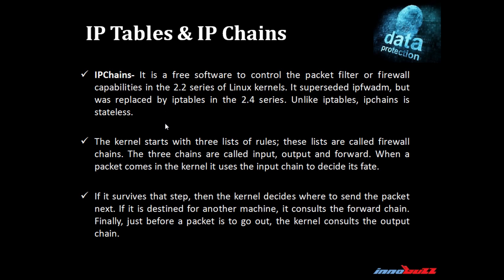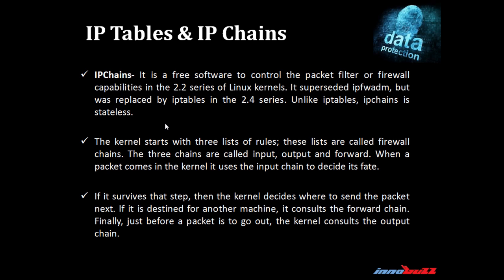ipchains is free software to control the packet filter or firewall capabilities in the 2.2 series of Linux kernels. It superseded IPFWADM but was replaced by iptables in the 2.4 series. Unlike iptables, ipchains is stateless. The kernel starts with 3 lists of rules. These lists are called firewall chains. The 3 chains are called input, output, and forward.